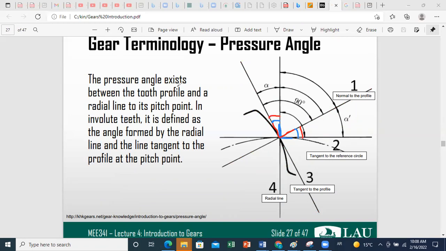So the pressure angle exists between the tooth profile and a radial line to its pitch point. In involute teeth, it's defined as the angle formed by the radial line and the line tangent to the profile at the pitch point.